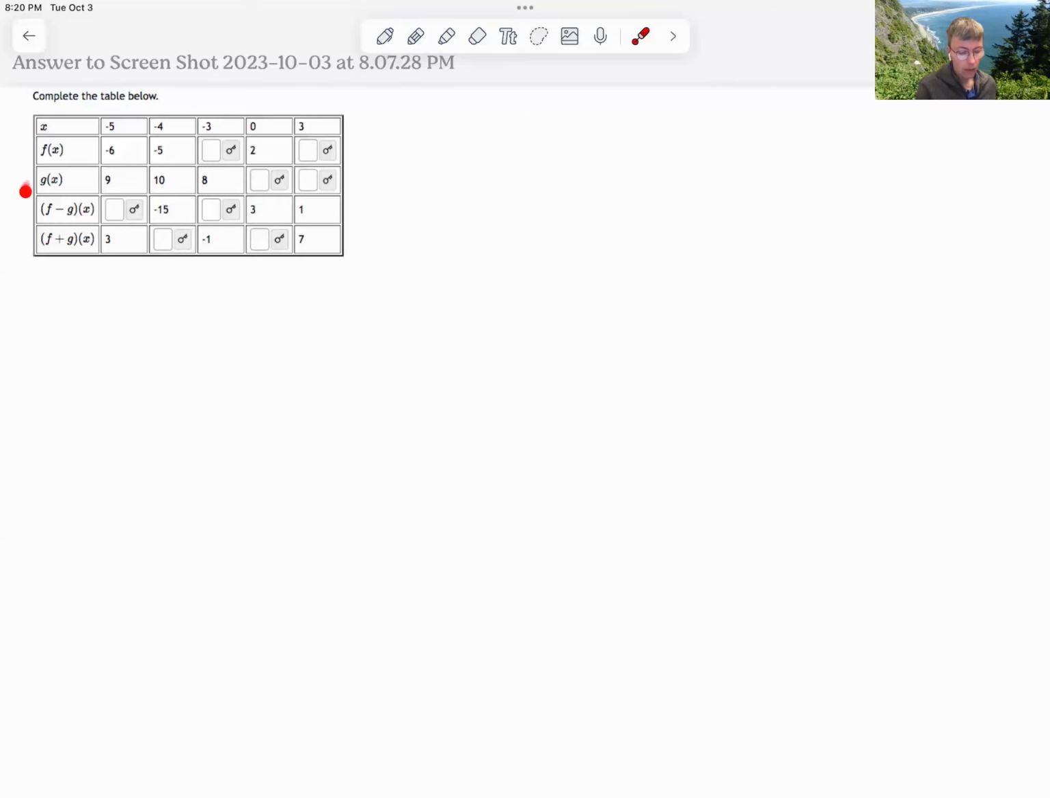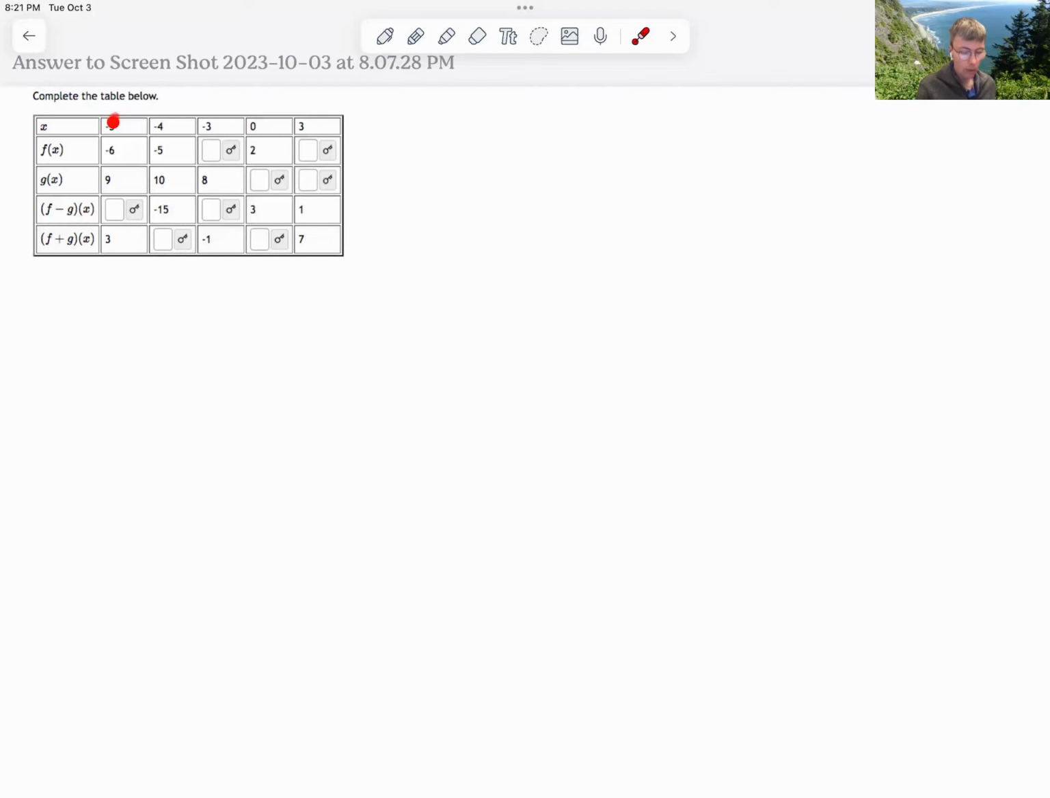And then we are given g of x, and again, the first three we are given, and then we have to find actually g of x. And then we are supposed to find f minus g of x and f plus g of x. And again, sometimes we're supposed to find it, and sometimes we're given it. So we always have to take a look in each column, basically.